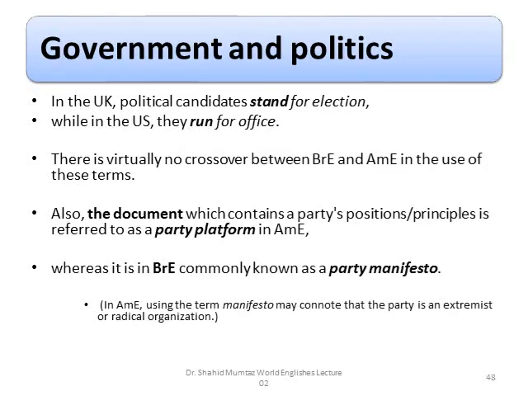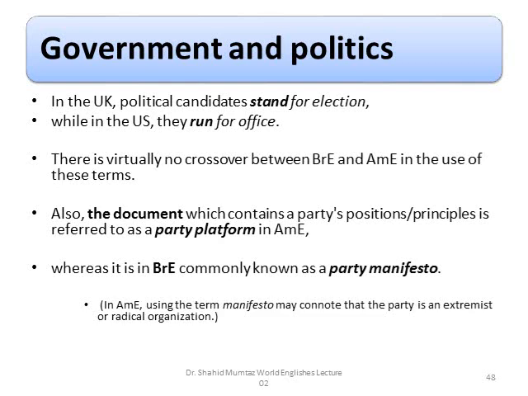Okay, so the difference between British English and American English in government and politics. In the UK, political candidates stand for election. So they stand for election, like here. Here also, what we call in Urdu, it also means this. The people stand for election.